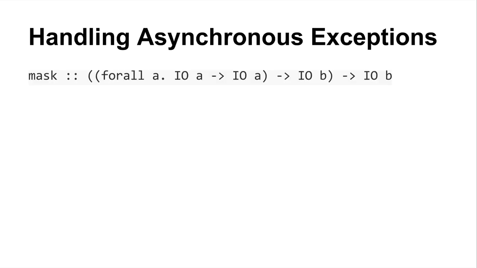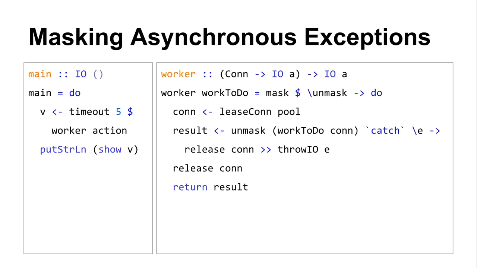So we've got this function mask. I won't explain that type because I can't, but I will show you how to use it. Same function over here. Main does this whole timeout song and dance where it forks off this worker, but now I've got mask in play. So I call my mask function, and I'm not going to walk you through all of it, but spiritually what's happening here is that this code is all asynchronous exception proof.